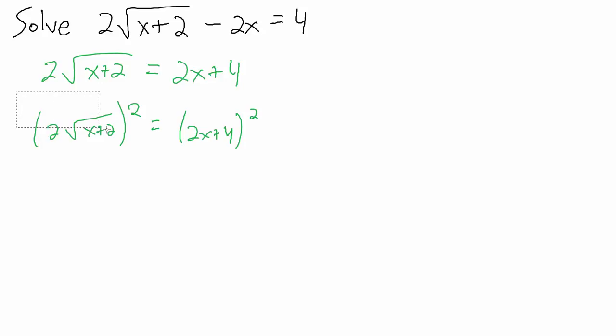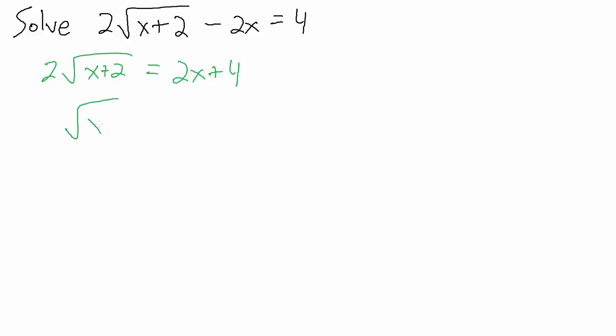Well, what we can do instead is divide both sides of this equation by 2. So let's go ahead and do that. And if we divide both sides of the equation by 2, then what we have is the square root of x plus 2. Oops, let's make that a little more neat. So that's the square root of x plus 2 equals, if we take 2x plus 4 and divide it all by 2, we just get x plus 2.